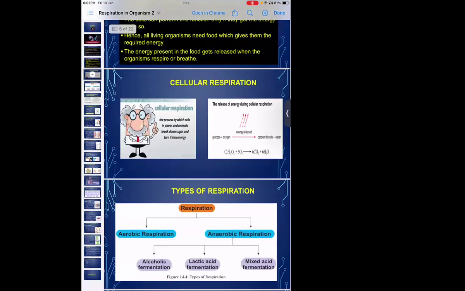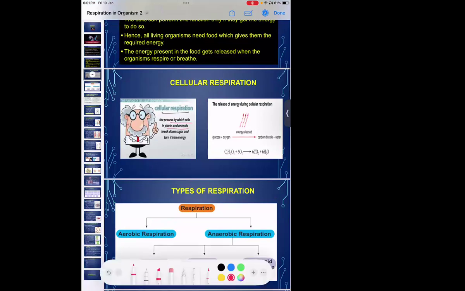Moving to the next one. As I told you, cellular respiration is the process by which cells in plants and animals break down sugar. Sugar is basically glucose, which we call food. So cellular respiration is a process in which the food, or the glucose, or the sugar, breaks down inside the cell and turns into energy. It means it gives us the energy.